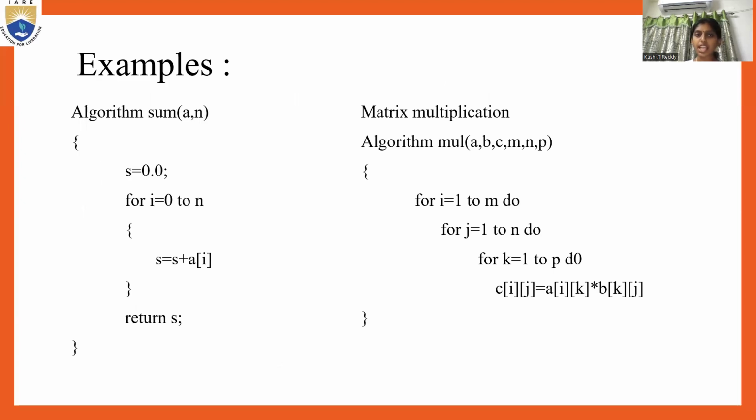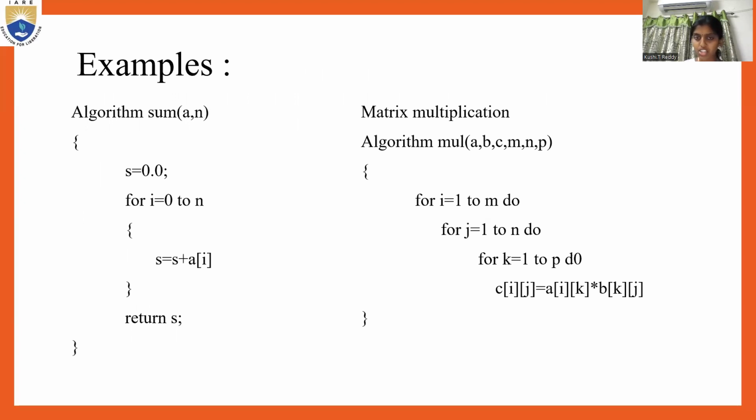So let us see some examples of algorithms. The first example is to find the sum. Algorithm Sum(A, n). A is the array. Sum is initialized with 0. For i equal to 0 to n, s is equal to s plus A[i]. Close the bracket and return sum. So this is an algorithm example for summation of elements.